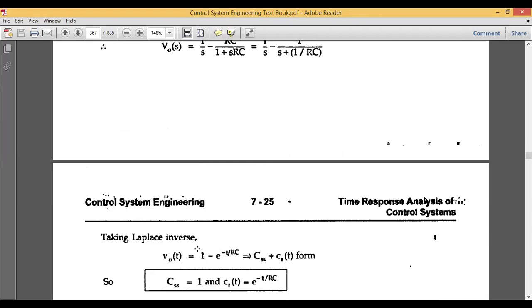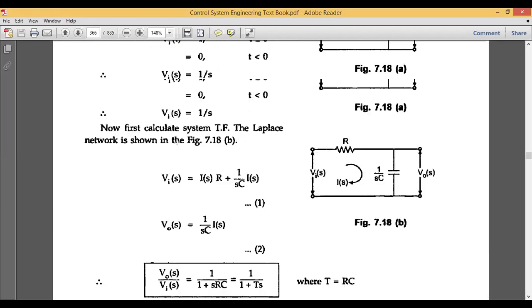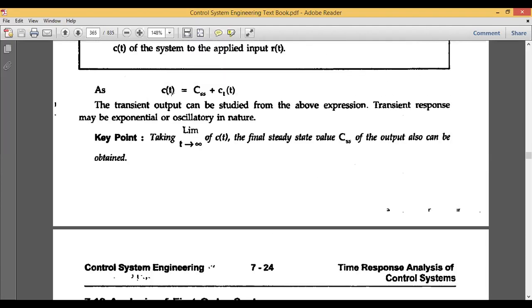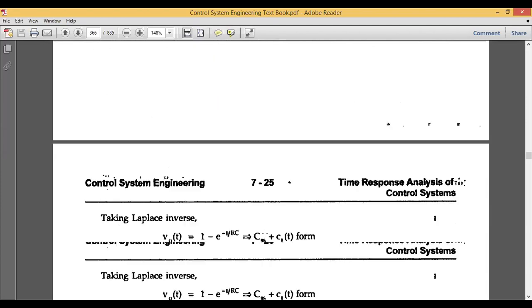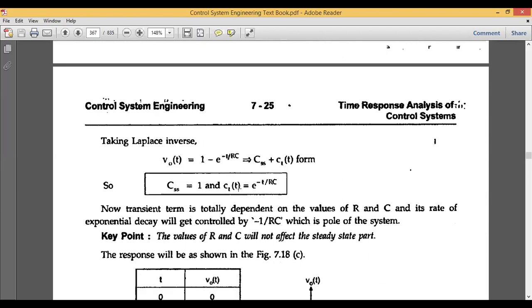Now if you compare this v naught of t with this equation, c of t is equal to c of ss plus c of t. So c of ss here is nothing but 1, and c of t is nothing but e raised to minus t divided by RC. Using this particular format, these are my two different signals. In this way we go for finding the solutions of a first order system, where minus 1 divided by RC is nothing but the pole of the system.